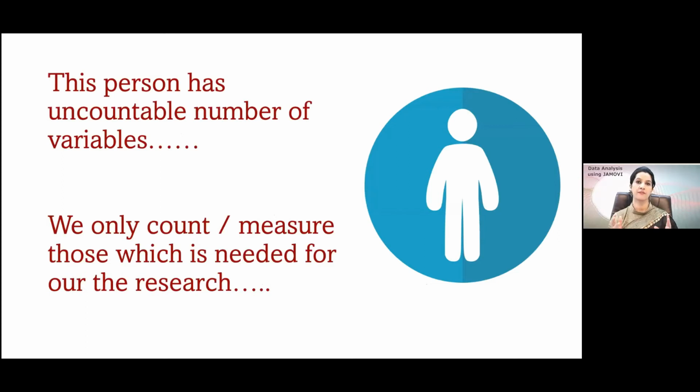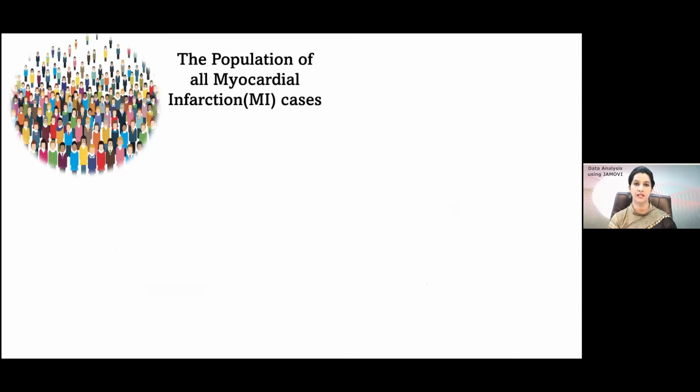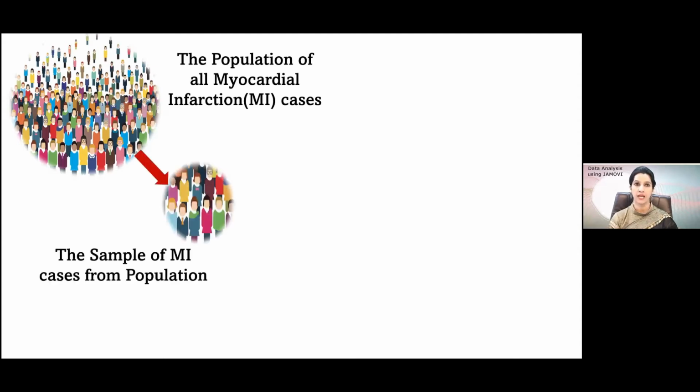In this case, imagine this is a person. This person has an uncountable number of variables, but we measure only those variables which are of our interest, pertaining to our research question. We don't measure all the variables which are there in one person. We measure only those variables which are needed to answer our research question. So imagine this as the whole population of myocardial infarction, MI, cases. And from that, I have taken out a few samples of MI cases.